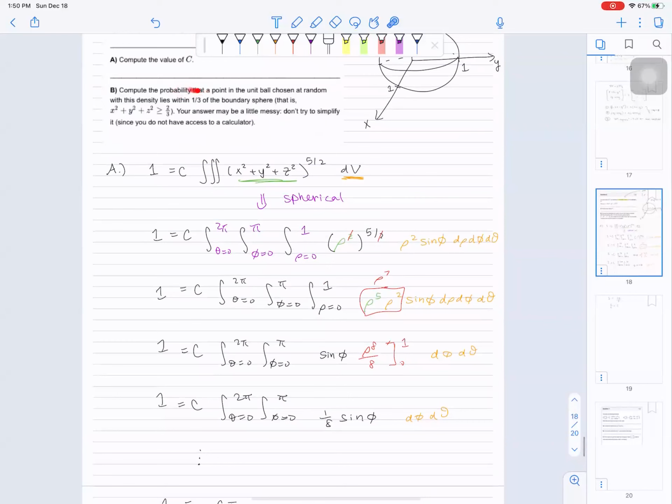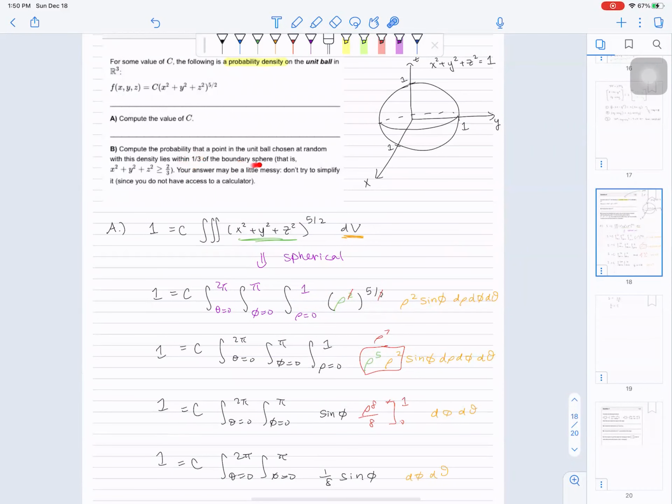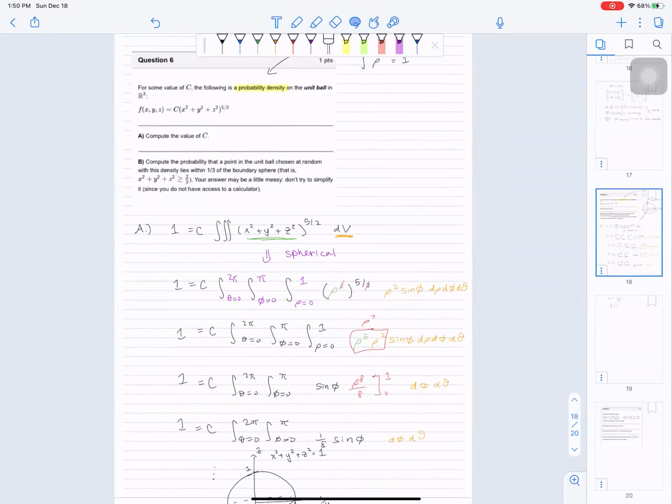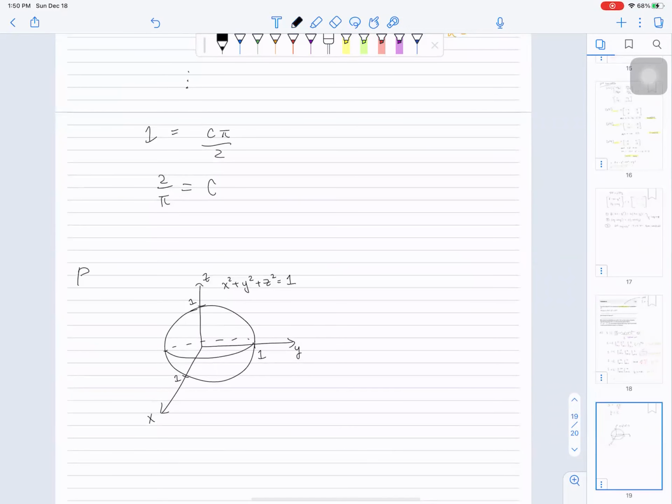Okay, part B. Compute the probability that a point in the unit ball chosen at random with this density lies within 1/3 of the boundary sphere. In other words, they give you this, greater than 2/3. So what does that mean? I have my sphere. Let me move it down here so I can draw more. This is part B. They're telling me that I only want to consider the region where x squared plus y squared plus z squared is greater than or equal to 2/3. So let me first mark my square root of 2/3 radius. I get a sphere with radius square root of 2/3. I only want the region of my sphere that's greater than this radius, which means I only want this highlighted region.